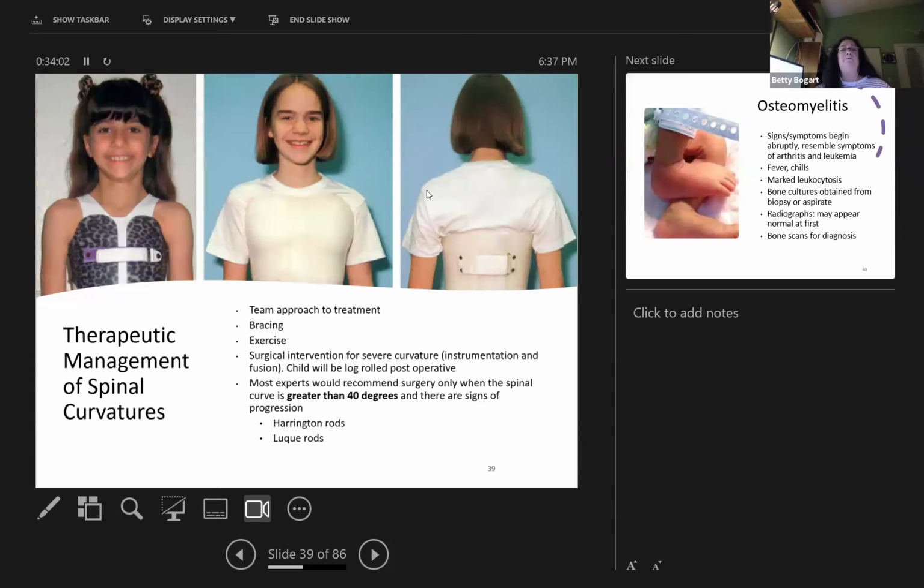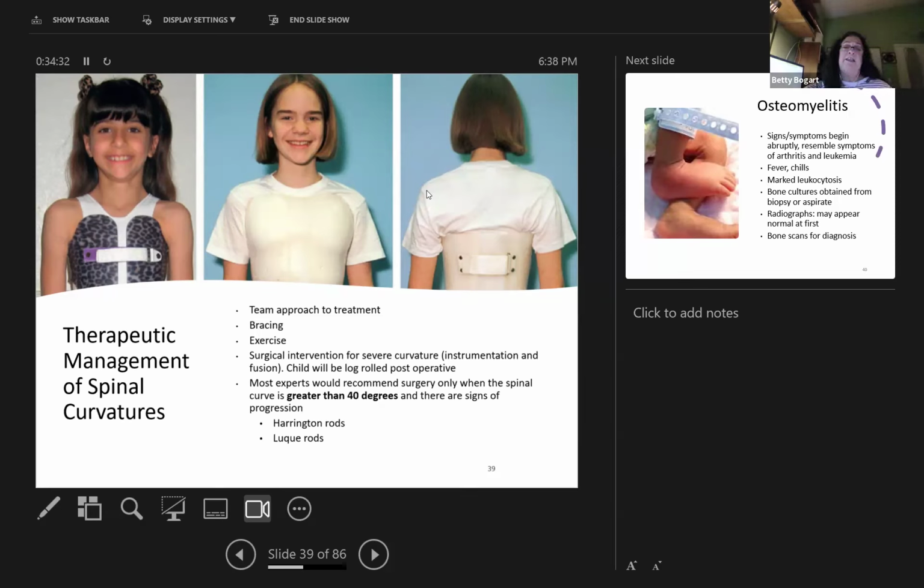So treatment: a cotton t-shirt, and we put a brace over it. And again, 23 hours a day they have to wear it. They take it off 1 hour just so they can shower and put on a different t-shirt, okay? Now, they also will be in a really aggressive physical therapy program in order to strengthen their core muscles and their back muscles, okay? So we can keep them straight.